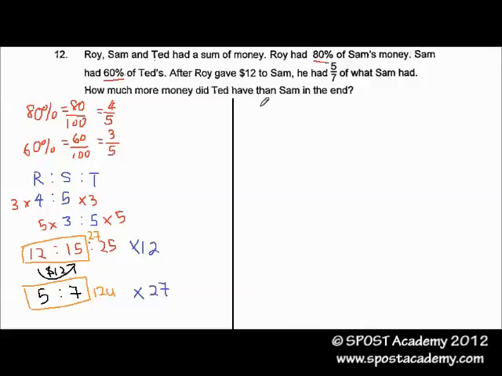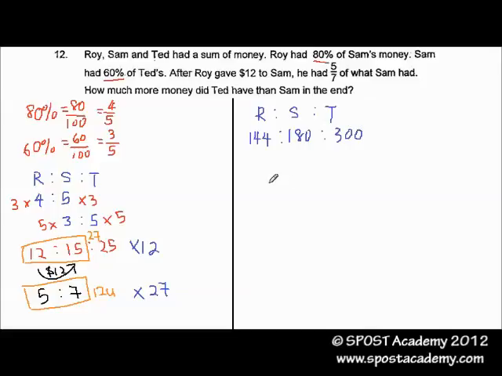Thus, the new ratio would be Roy is to Sam is to Ted. At first, for Roy, 12 times 12 will give us 144. Sam would be 15 times 12, which will give us 180, while Ted is 25 times 12, which will give us 300.